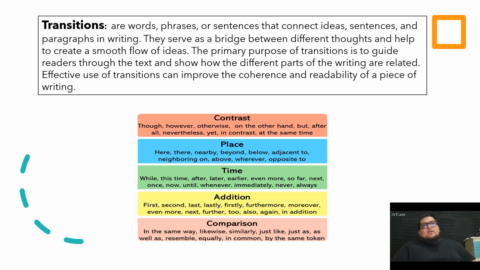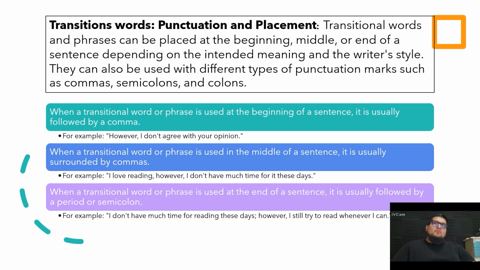And we can make contrast, place, time, addition, comparison. Transition words: punctuation and placement. Transitional words and phrases can be placed at the beginning, middle, or end of a sentence depending on the intended meaning and the writer's style. They can also be used with different types of punctuation marks, such as commas, semicolons, and colons.